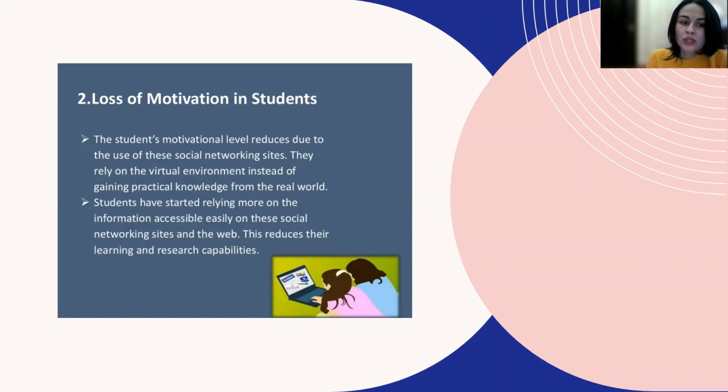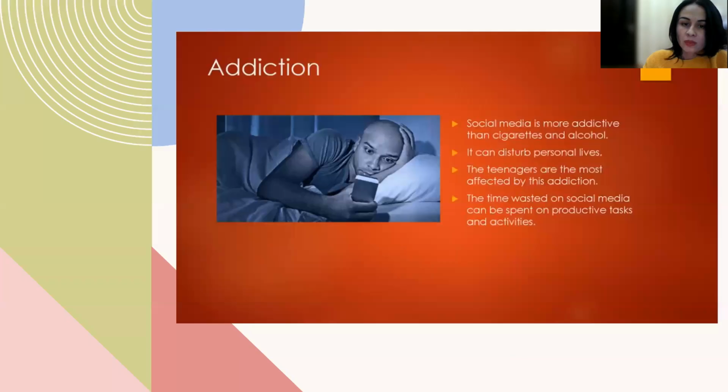Also, students who have started relying more on information access through social networks actually reduce their learning capabilities. They try to use shortcuts. They easily locate and find information, which is good, but still, this reduces their motivation. They feel less motivated to study.